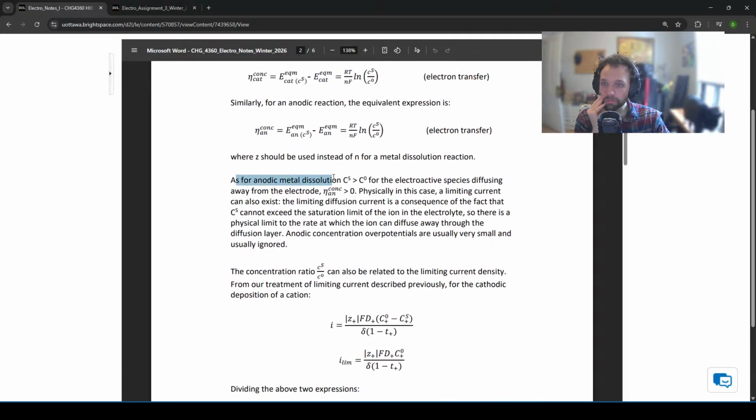For an anodic metal dissolution, that is, the surface concentration is higher than the bulk concentration.